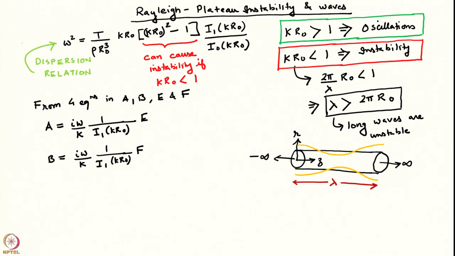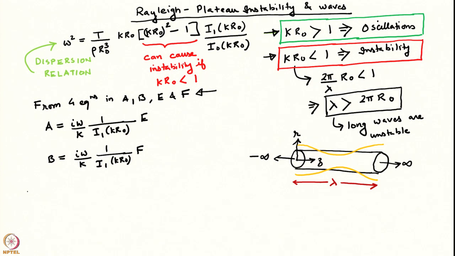So we had said that in this particular case, depending on whether kr naught is greater than 1 or less than 1, one can have oscillations or instability. Let us look at the instability case a little bit more in detail. Now, before we do that, like before, the dispersion relation was obtained through these 4 equations in these 4 quantities A, B, E and F. We had obtained 4 linear equations whose coefficients gave us a determinant, and the dispersion relation was obtained from there. Now, we can use 2 of these relations to express A and B in terms of E and F.